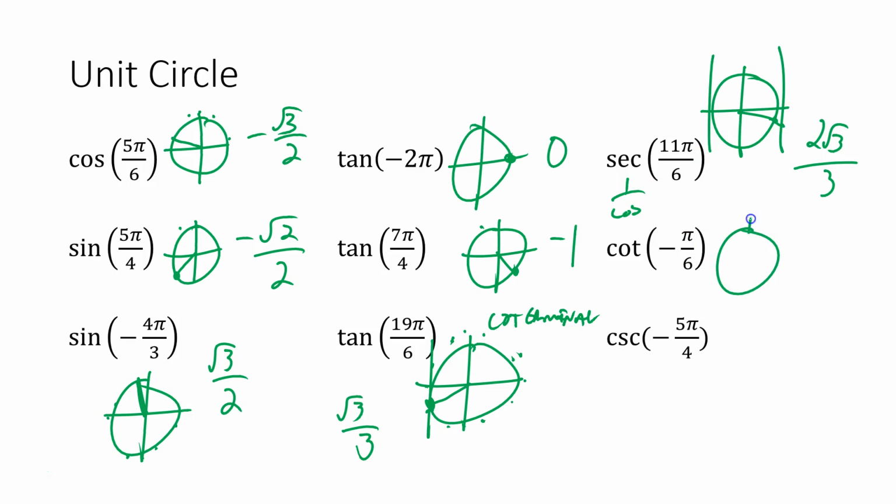Cotangent of negative pi over 6. Negative pi over 6 puts us in the same spot. Cotangent there is going to use the cotangent lines. It's the long value for cotangent, that is root 3. And it's going to be negative because sine and cosine had different signs there.